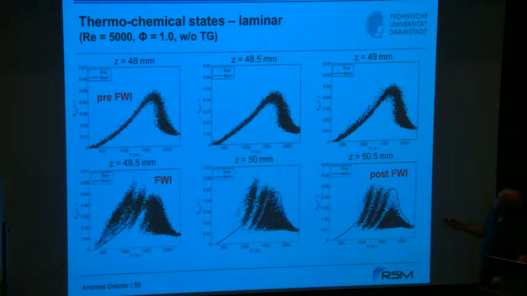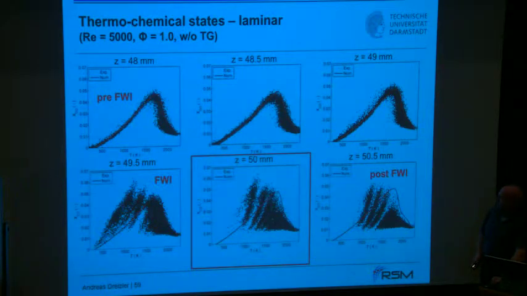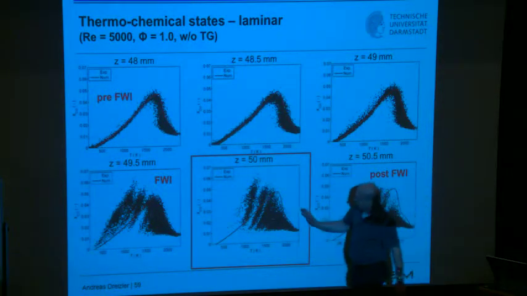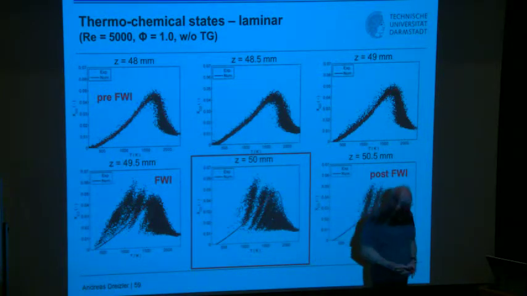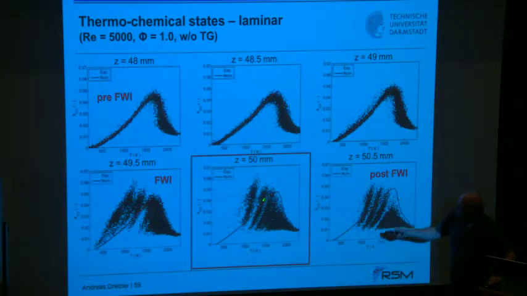And now the further you go downstream, the more ugly these scatter plots look. Let's take 50 millimeters. You see here overall a completely different pattern than in the undisturbed laminar flame, still this red line.